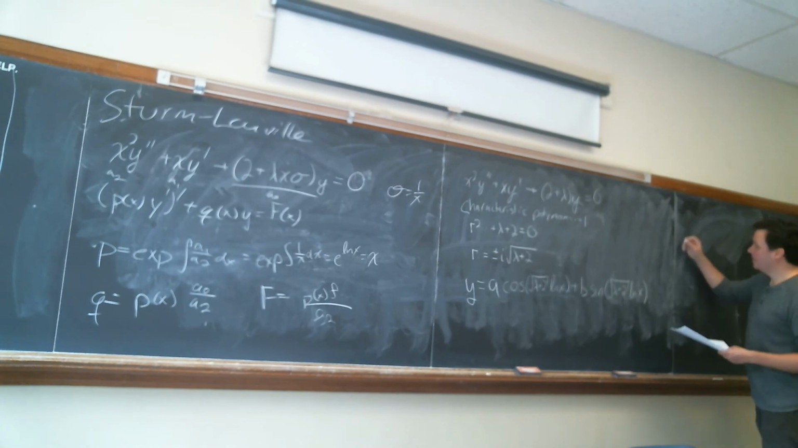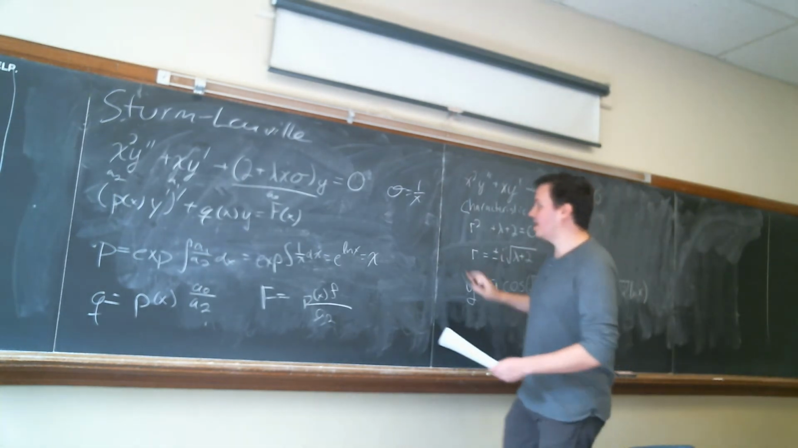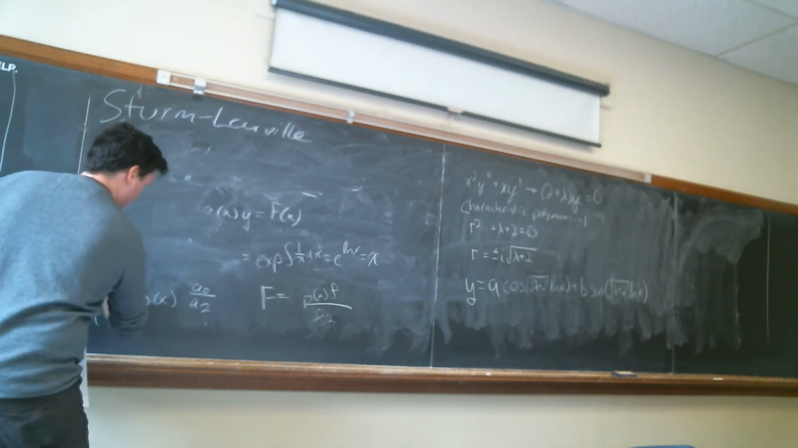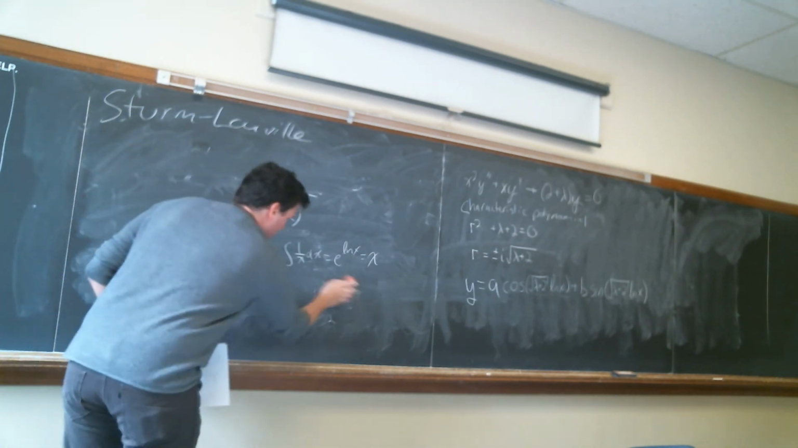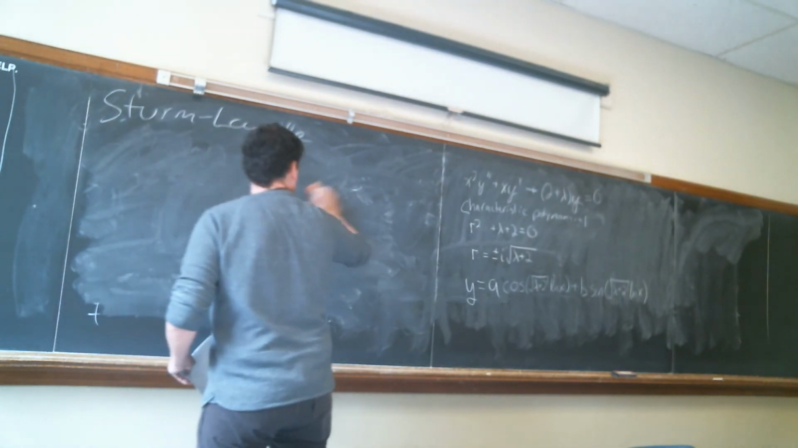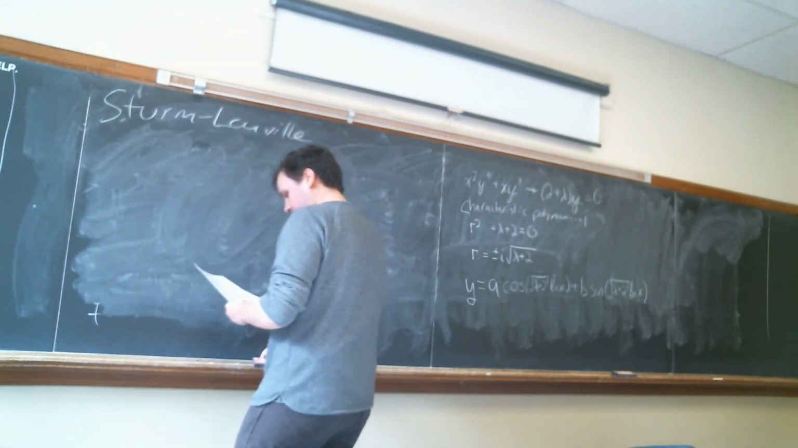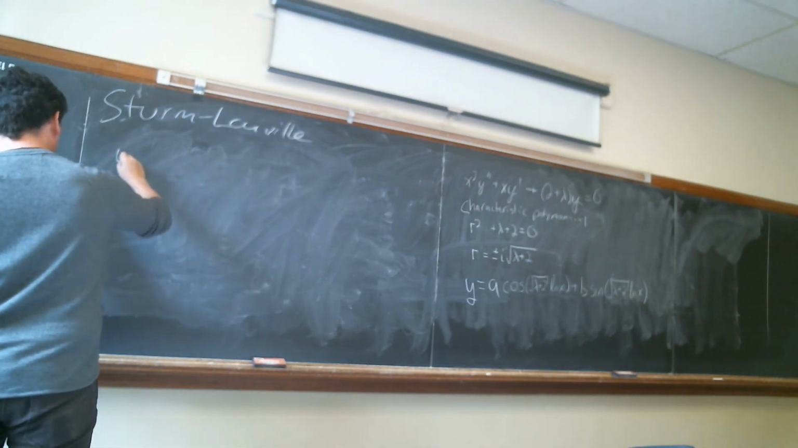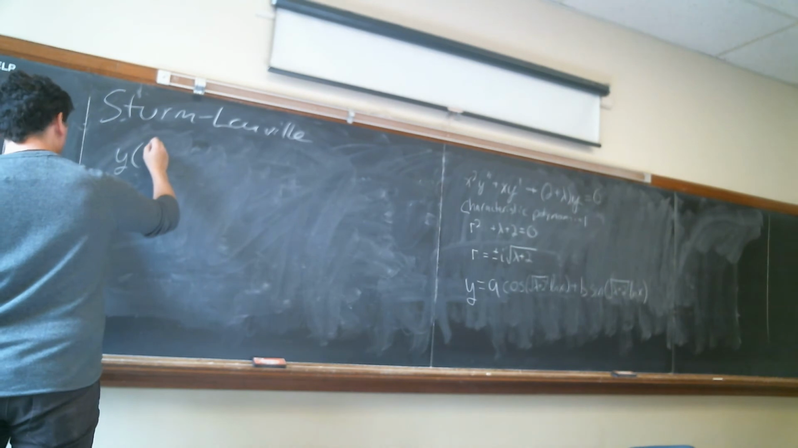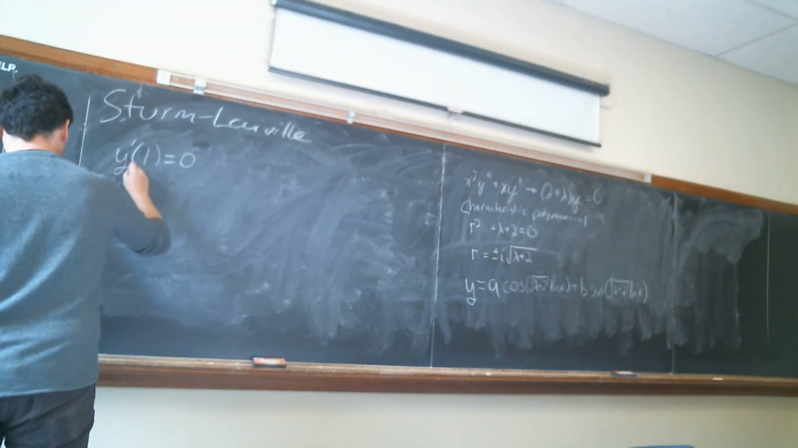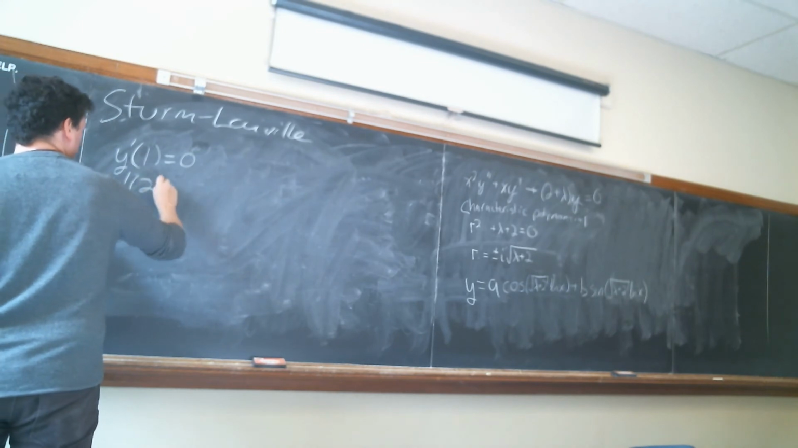So let's give it some initial conditions and solve it, and then we'll look at what happens from there. So what are my initial conditions? Subject to y prime at 1 is equal to 0, and y prime at 2 is equal to 0.